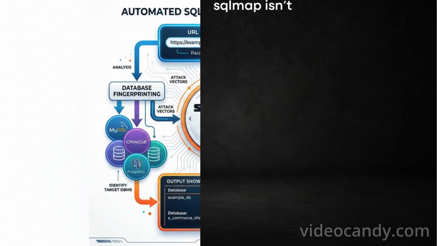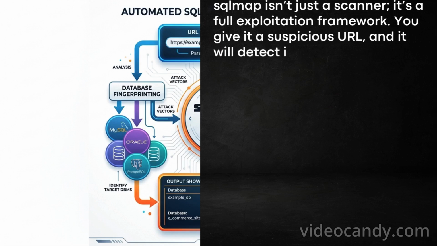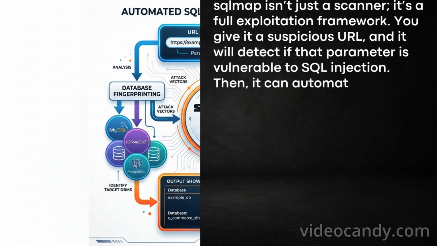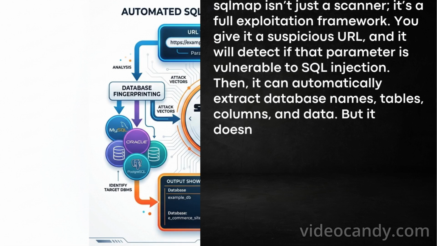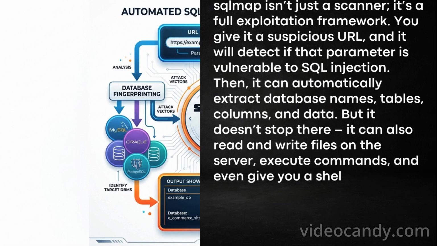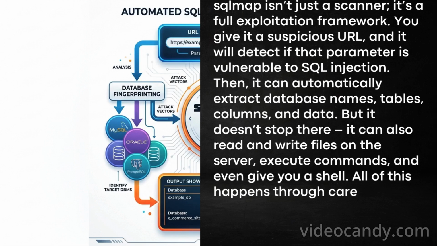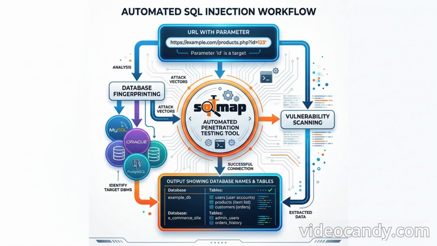SQL Map is not just a scanner, it's a full exploitation framework. You give it a suspicious URL and it will detect if that parameter is vulnerable to SQL injection. Then it can automatically extract database names, tables, columns, and data. But it does not stop there. It can also read and write files on the server, execute commands, and even give you a shell. All of this happens through carefully crafted payloads tweaked for the specific database behind the scenes.